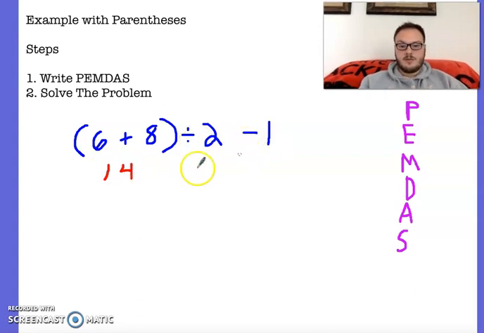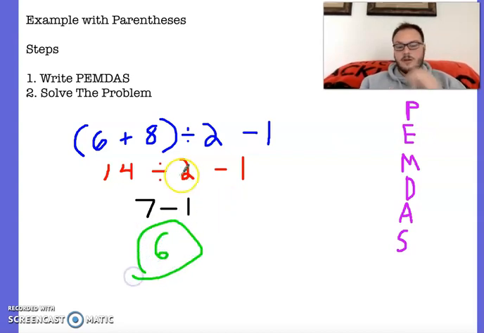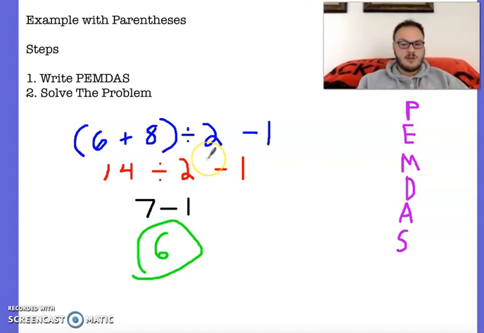And I'm just going to keep bringing down the rest. Divided by 2 minus 1. Keep going. 14 divided by 2 is 7. And then 7 minus 1 simplifies down to 6.